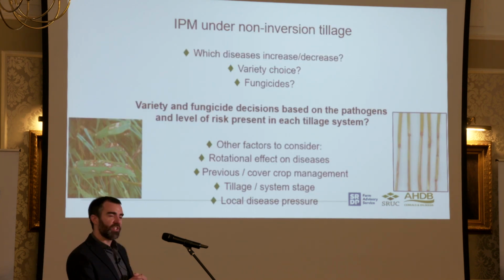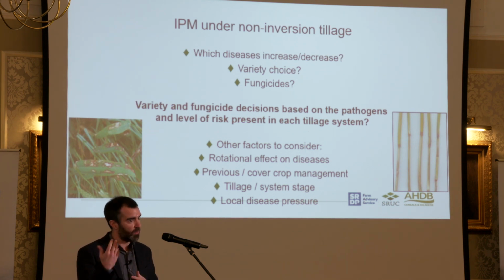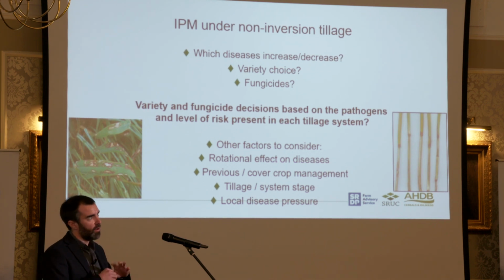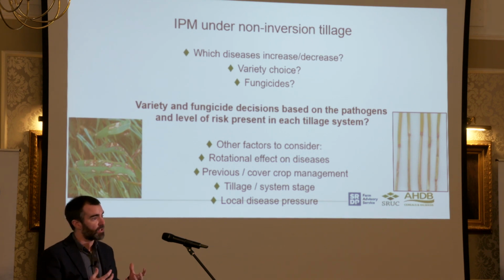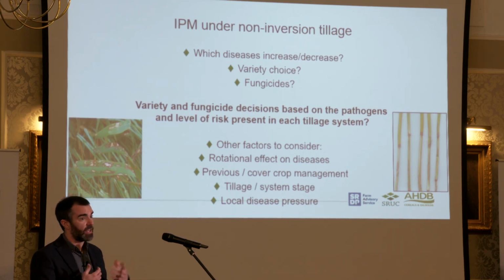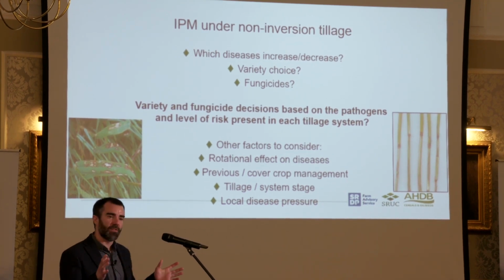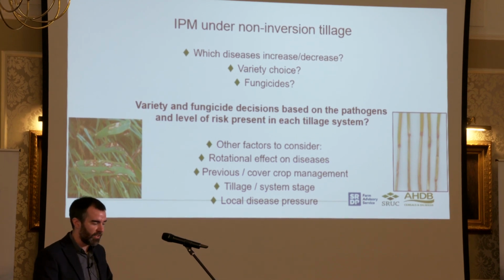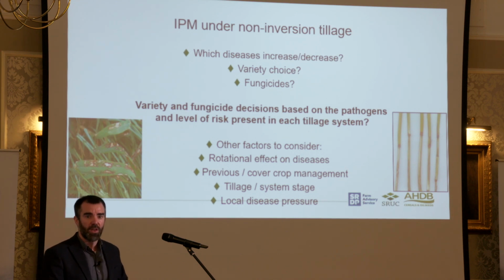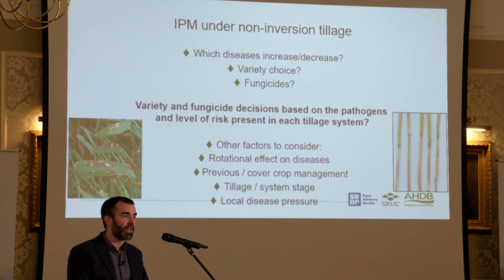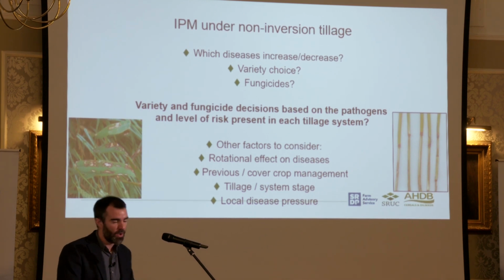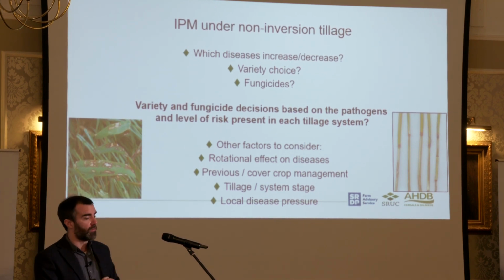Particularly, what diseases are we likely to experience more or less of a threat from under different tillage systems: direct drill, min-till, plough? And then can we get the right components together that allow us to confidently pull back, or where necessary increase, our fungicide input? Obviously, there are lots of other factors we need to consider: position, the rotation, the previous management of the crop and the stubbles, and how long the system has been under a direct drill, min-till or plough-based system. All of these are going to have an effect, as well as the local environment.